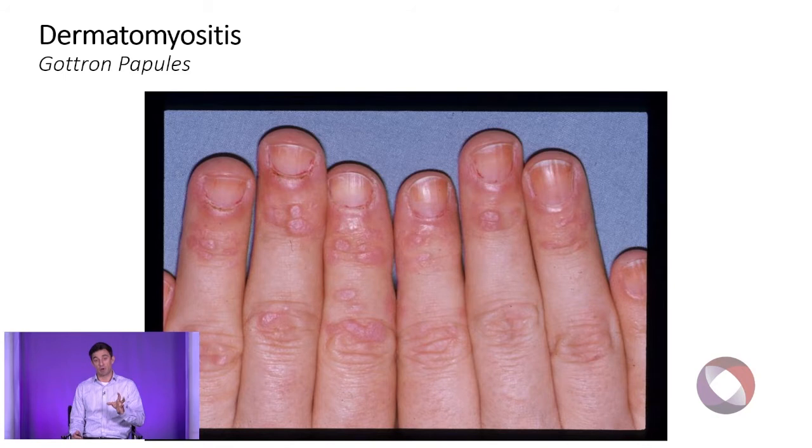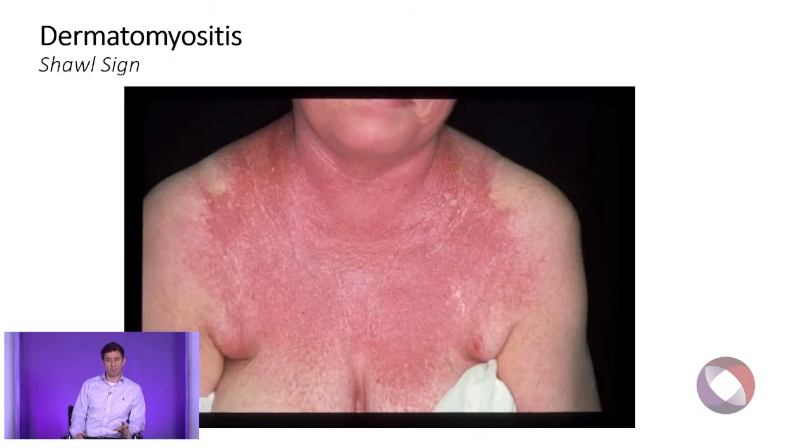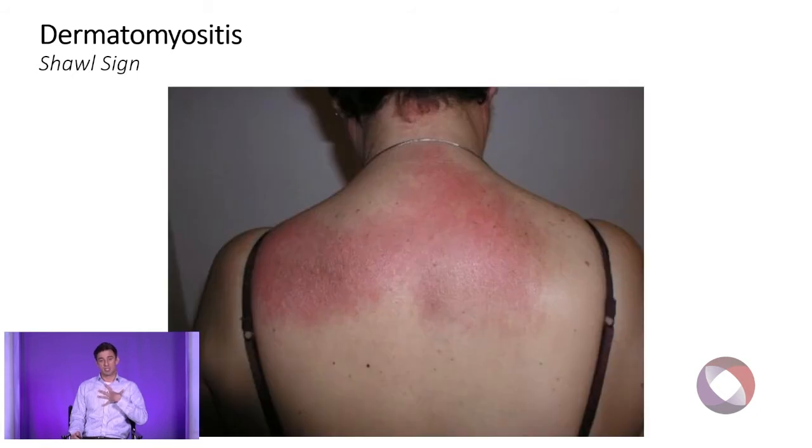It's not always photo-induced. You also get these Gottron's papules, basically wart-like bumps on the dorsal hands, and that's what our initial picture was of. Here we have the shawl sign. Why is it called shawl sign? Because you get it around, imagine you wrap a shawl around your neck. Where's it going to touch? Your neck, front of your chest, top of your back.